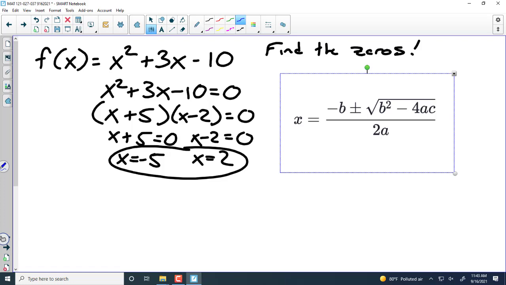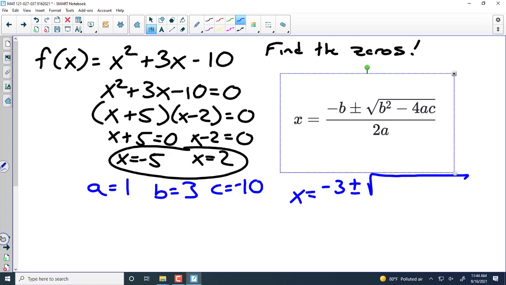A, B, and C are the numbers in front of the x squared, in front of the x, and the constant at the end. So A is 1, B is 3, and C is negative 10. Does everyone see where I'm getting those from? Then you plug them in here. X equals negative 3 plus or minus the square root of b squared minus 4a times c. Notice that when I plug in negative numbers, the inside here, that negative 10, I'm using parentheses.